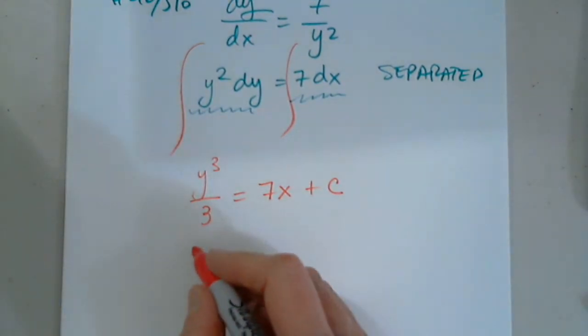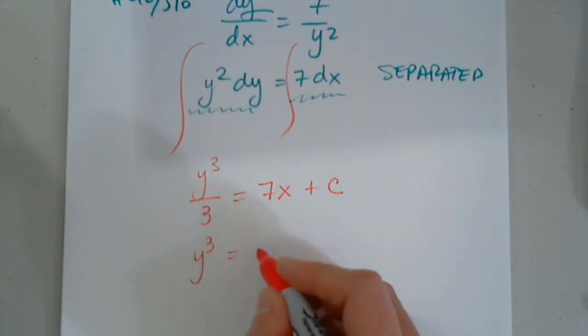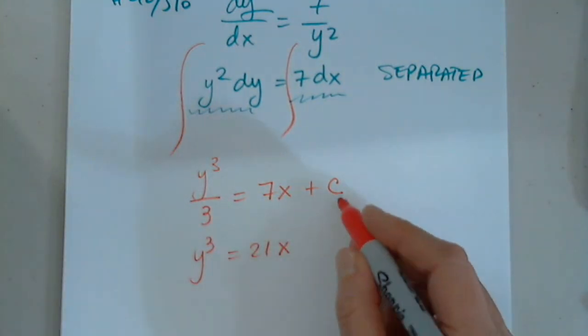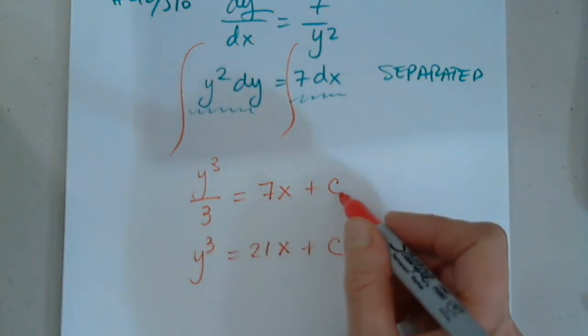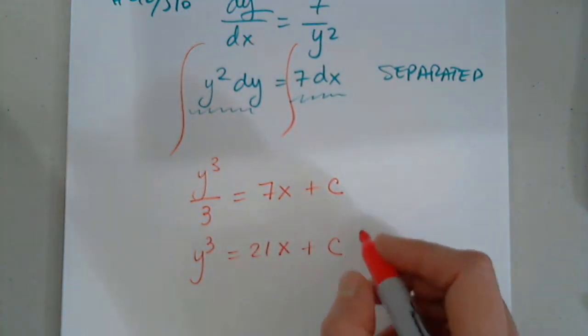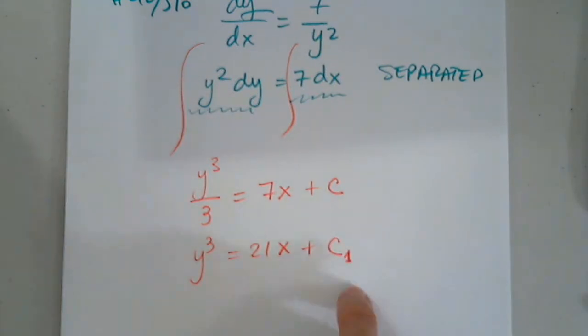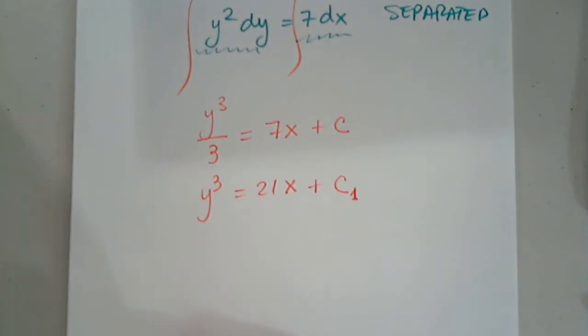Multiply both sides by 3. Y to the third equals 21x. I should write 3c. Instead, I write plus c because 3c is a constant. If you'd like to write c1, c1 will be 3 times c.